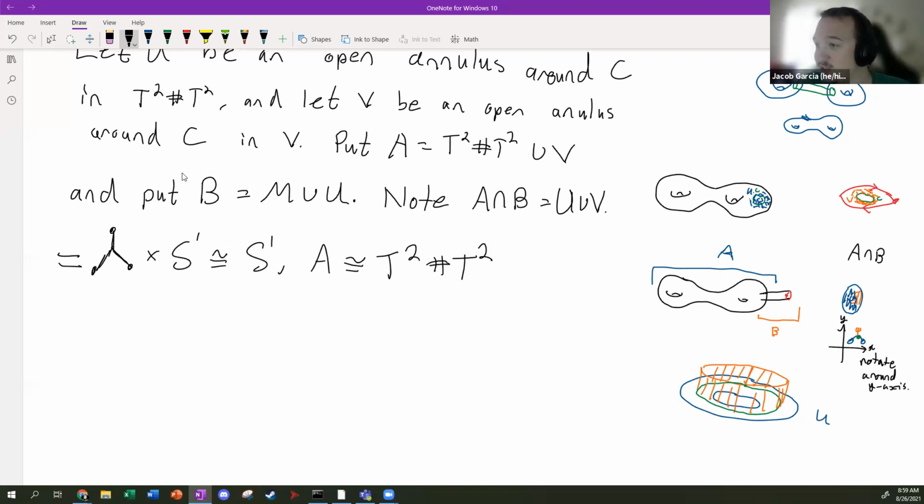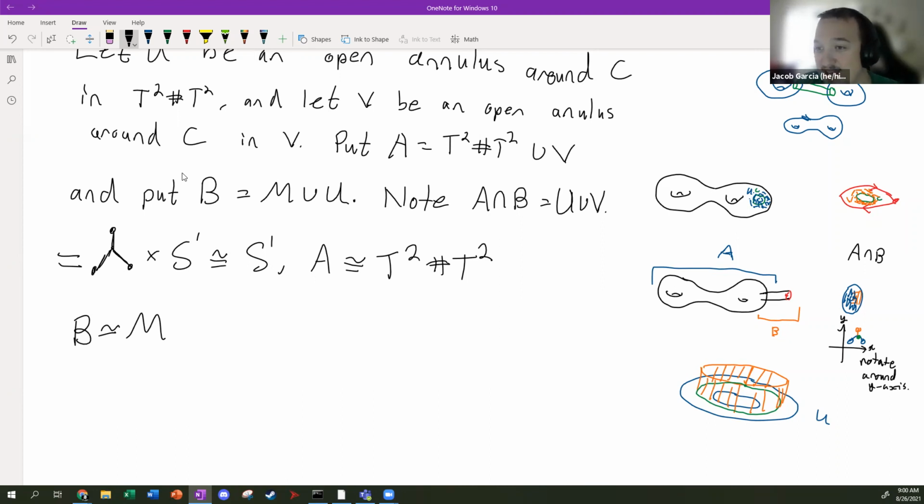I don't know if I should draw more pictures, but A is the entire surface plus a little bit of the cylinder, so you can just collapse the cylinder onto that boundary circle C. Cool. Similarly, B is, at least up to homology, the same as just the Mobius band, right?